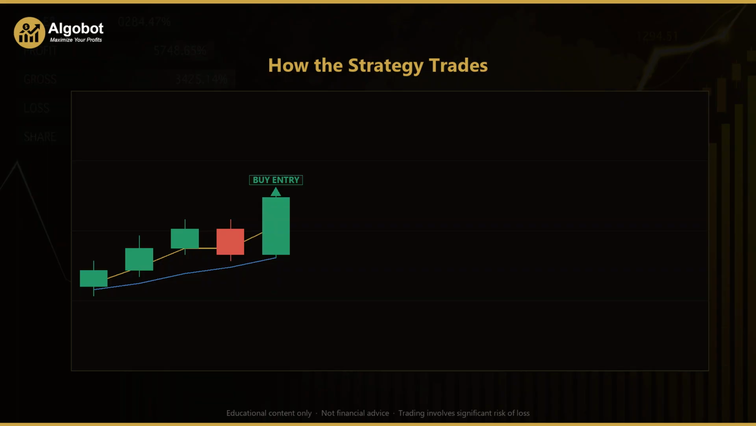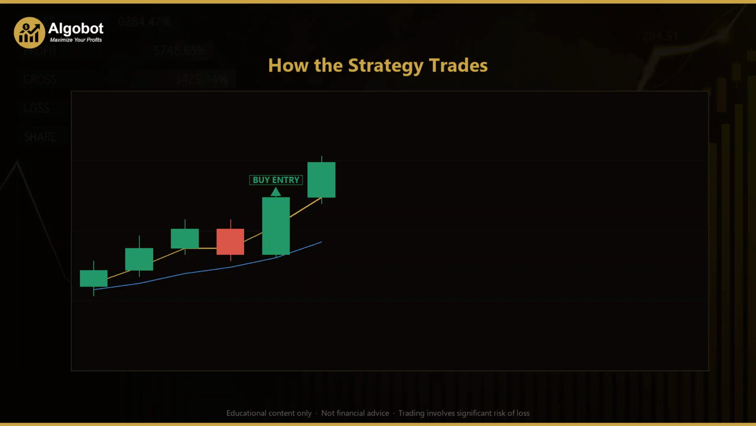Then we get the setup the strategy is waiting for. One candle closes lower than it opened, a small red bar that leans against the up tide. This is the pullback, the pause in the move. On its own, it means nothing. The strategy needs proof that the trend is resuming. That proof arrives on the very next candle.